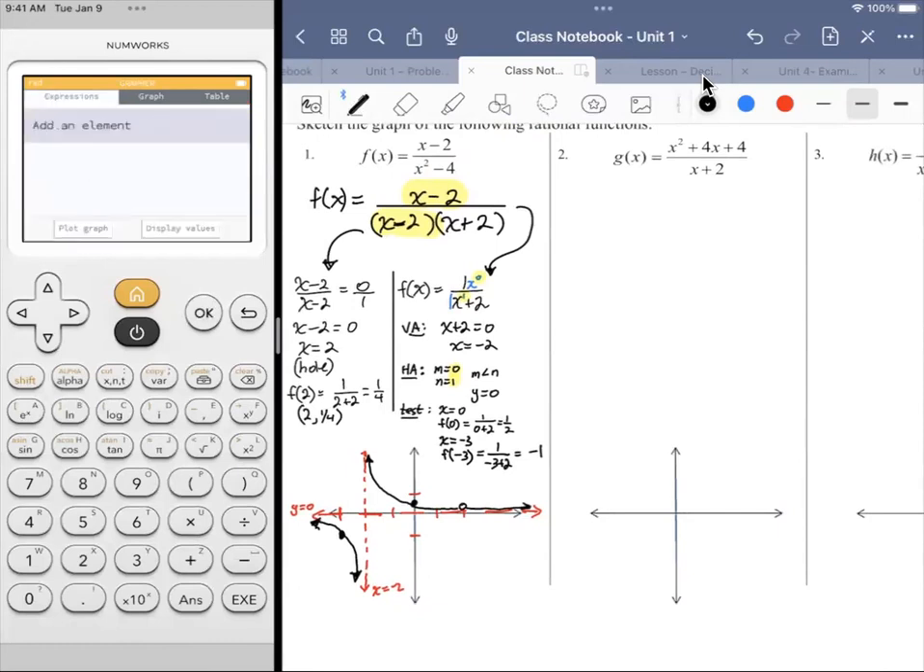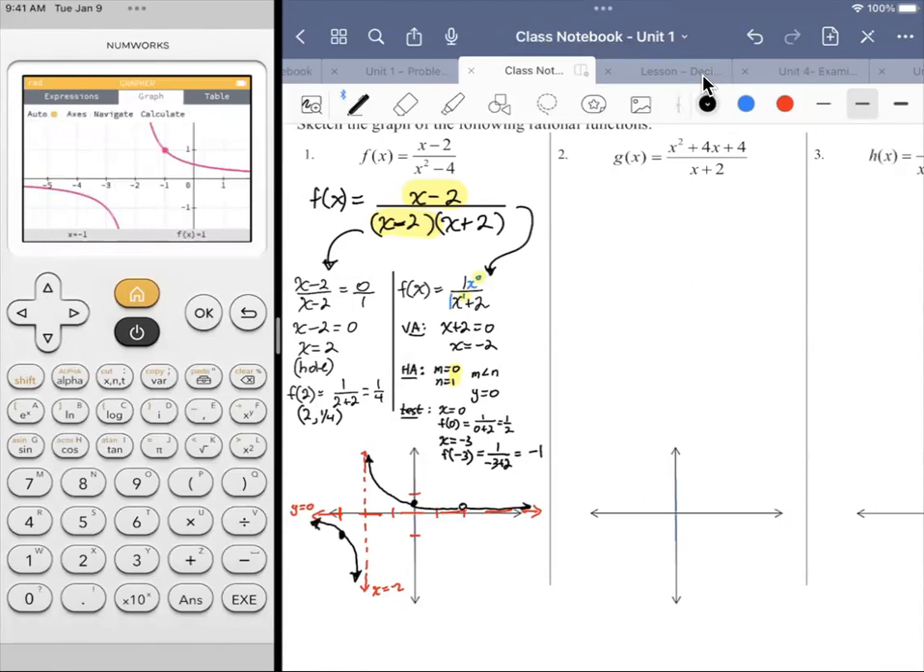Get rid of this one. Type in f of x equals, create a fraction. Well, I guess I'm putting in the bottom first, x squared minus 4. And on top, x minus 2. Hit OK. Go to the graph or go to the table. It doesn't matter. Mine is set for something I was doing in another class, so I'm just going to make it auto. So this is what my graph looks like.